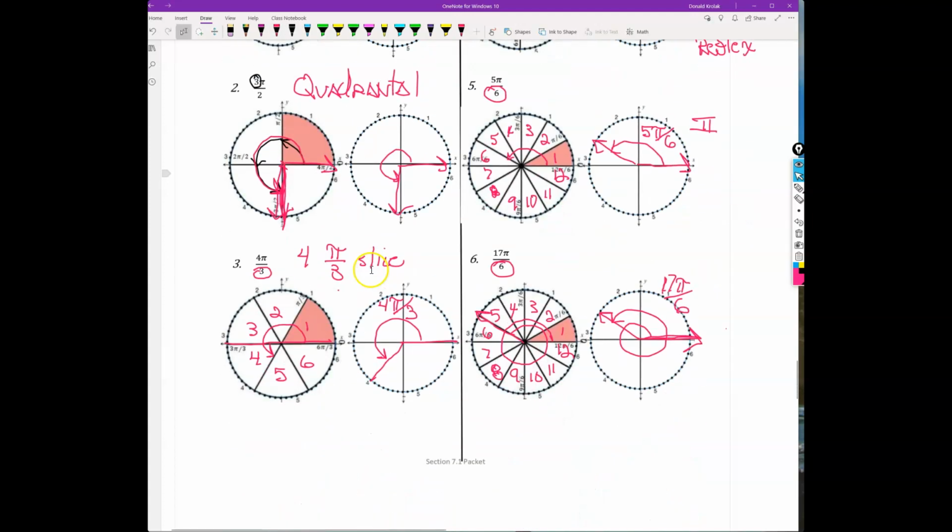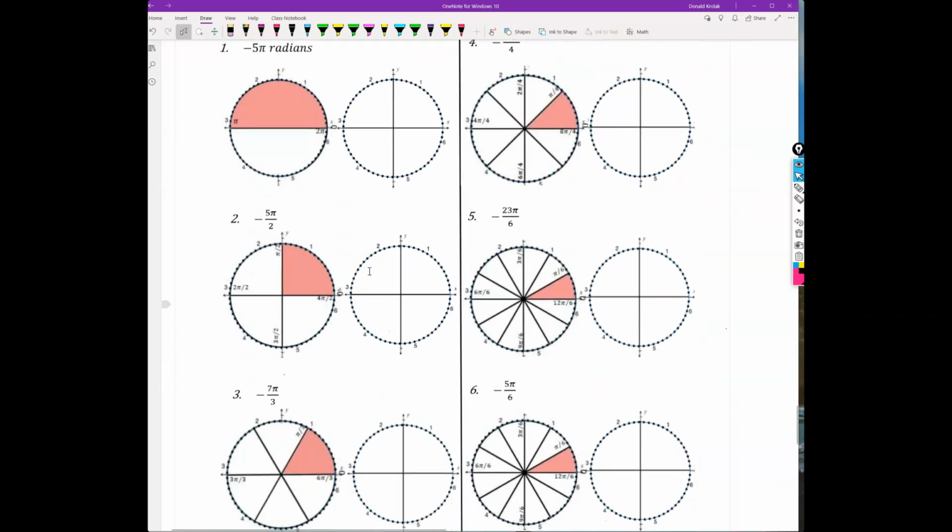Now, these are all positive angles. We could have done the exact same thing with negative angles. You're just counting in the opposite direction. So this is how big 1 pi is. That's one slice of pie. So I'm going to go -5 pi. So I'm going to go this direction. This would be -1, -2, -3, -4, -5. And this is where my angle started, and this is where the angle ended.